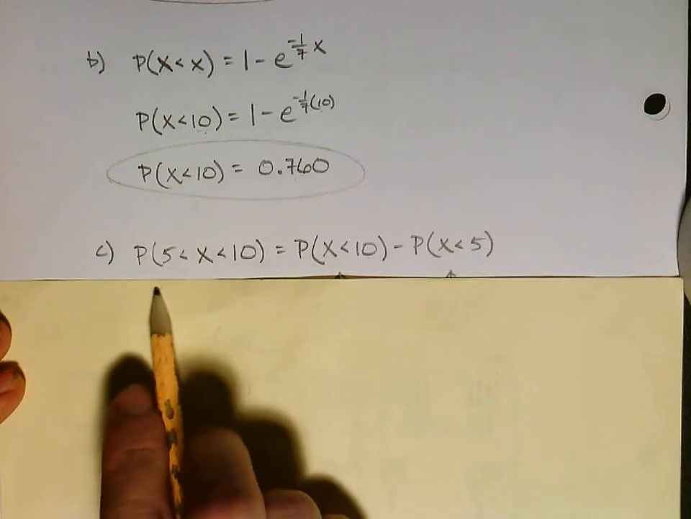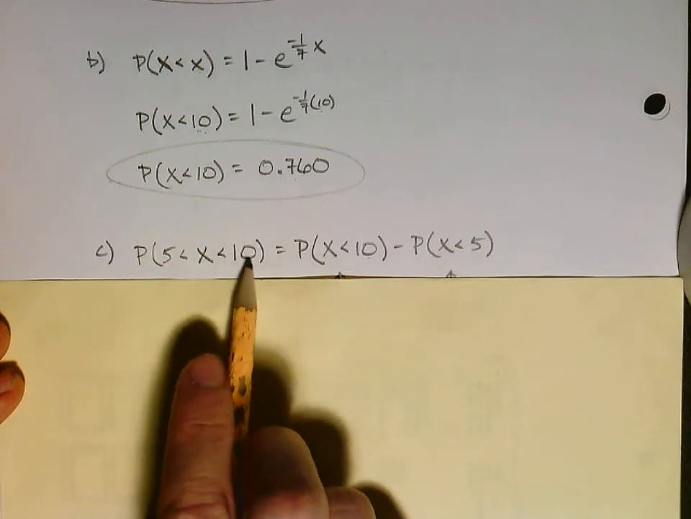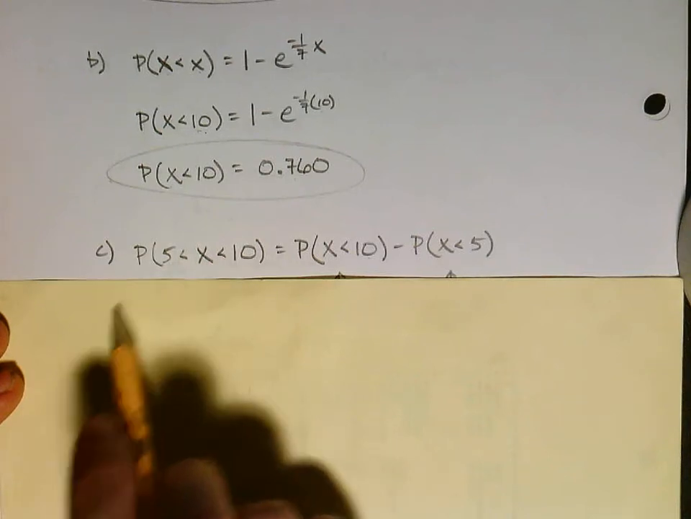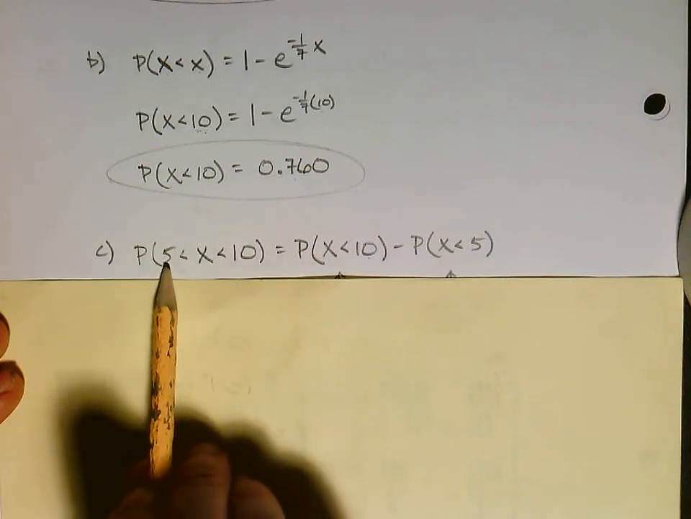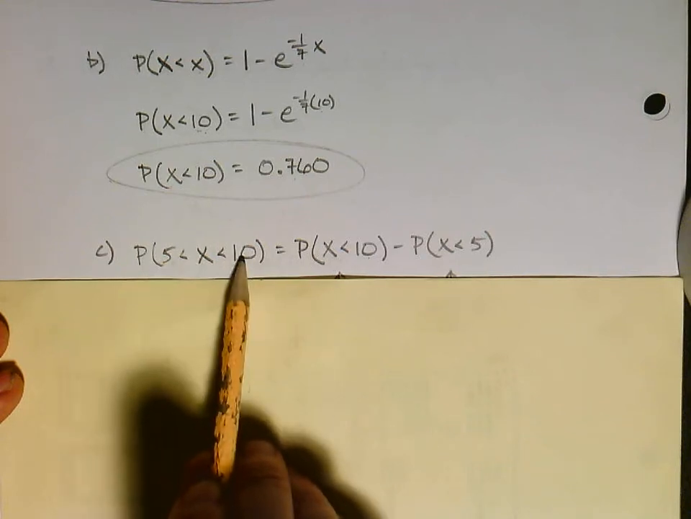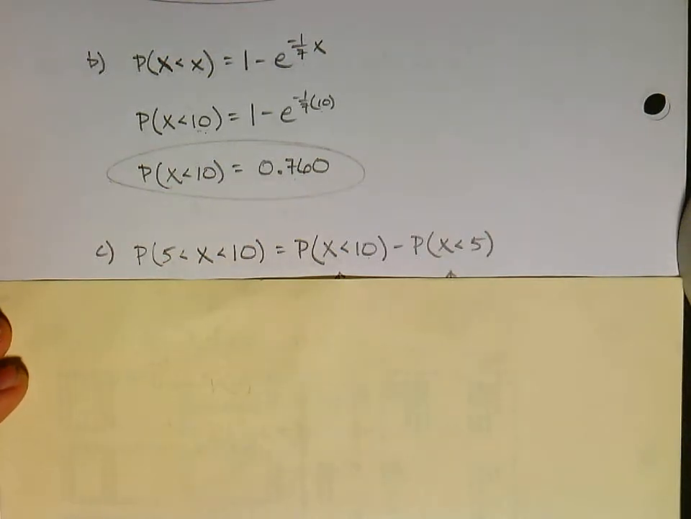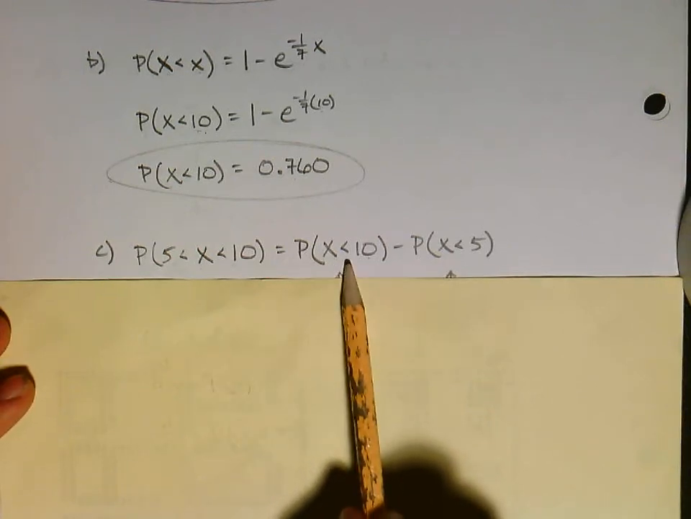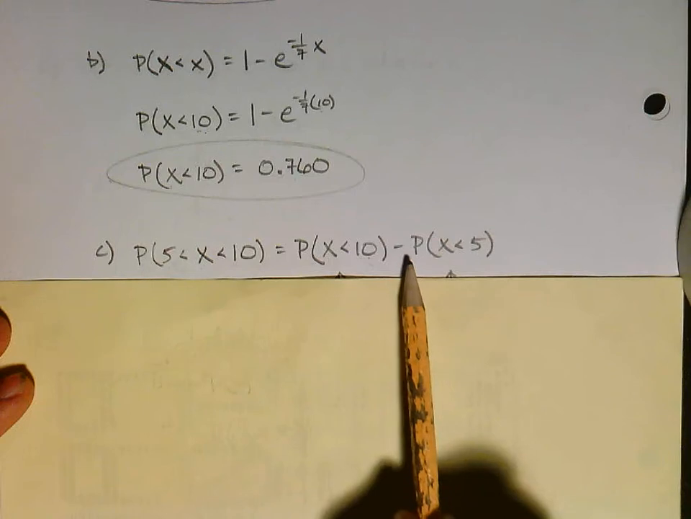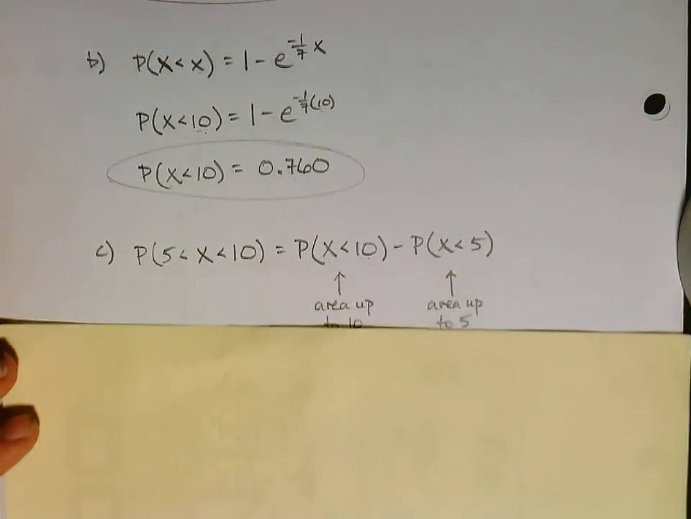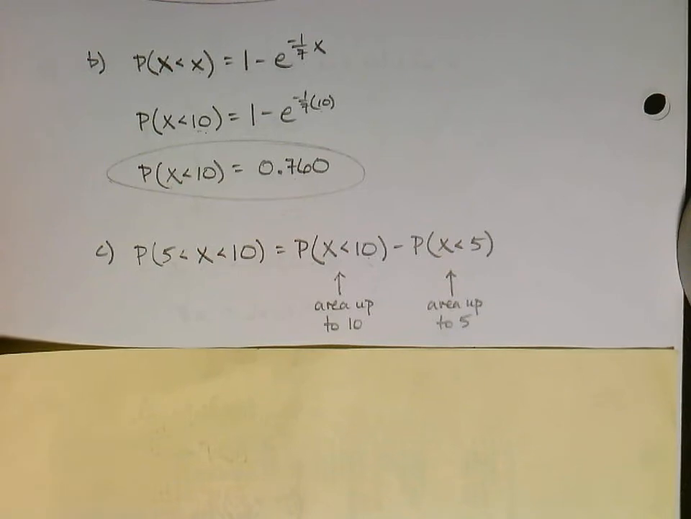You might see it written this way at first. It's not just the less than, but now x is between 5 and 10. So the probability that 5 is less than x, which is less than 10, meaning the x is between 5 and 10. Here's how we do it. We take the probability that x is less than 10, and we subtract the probability that x is less than 5. And here's sort of the explanation there.